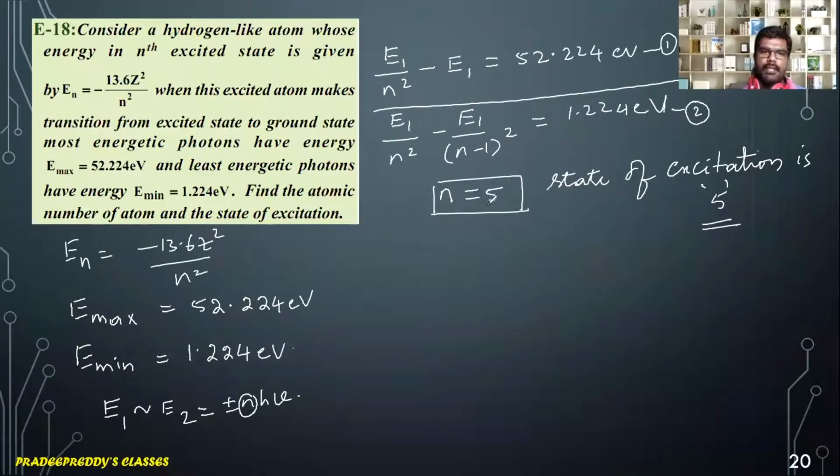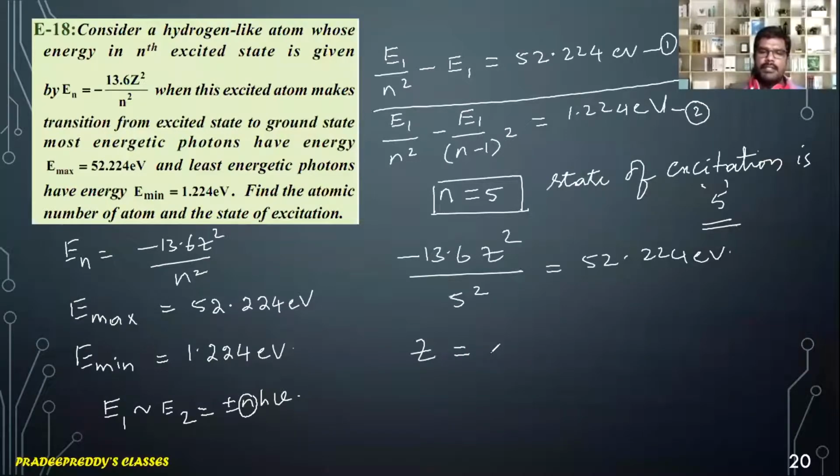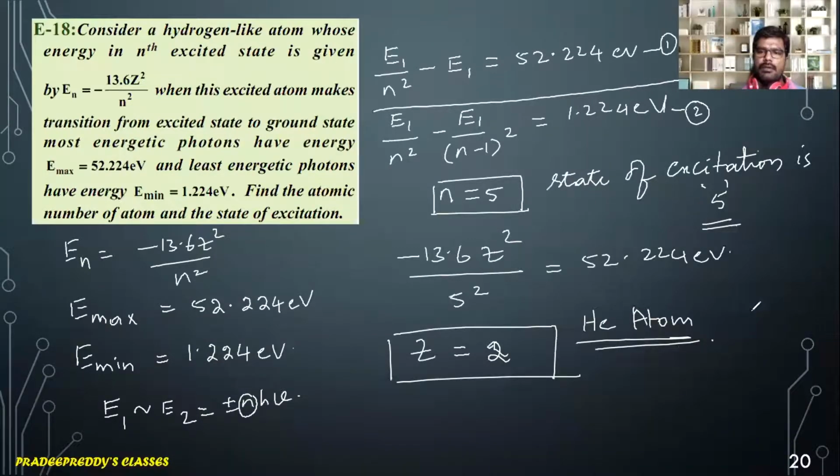Now take this n equal to 5 and substitute in this E maximum value. It is minus 13.6 Z square divided by 5 square is equal to 52.224 electron volt. From here, you can calculate Z. If you calculate this, you will get Z is equal to 2. So Z is equal to 2. It means this is a helium atom. So the unknown atom, as well as the transition from which it is undergoing excitation, we have calculated in this problem.